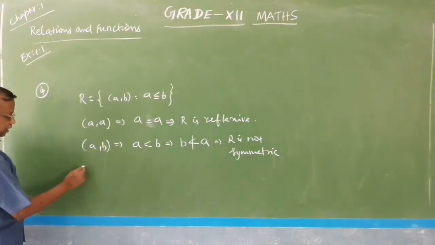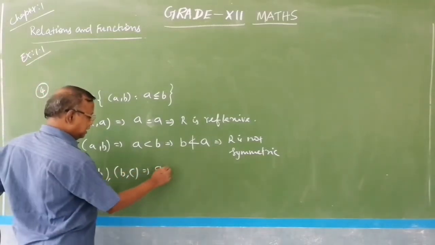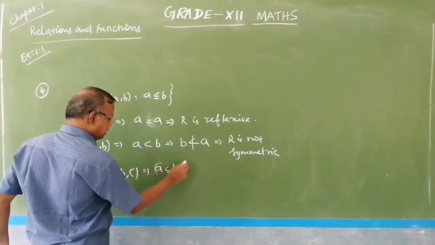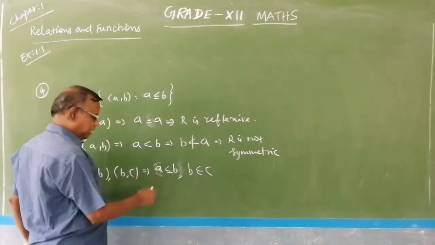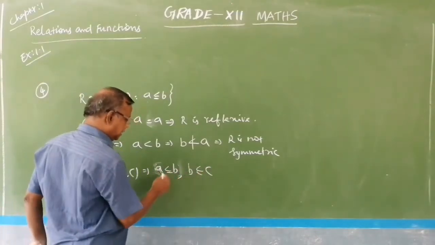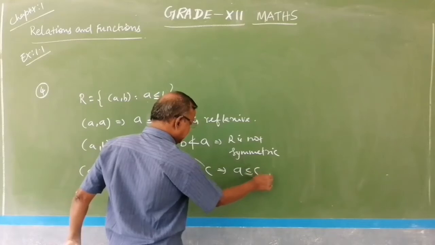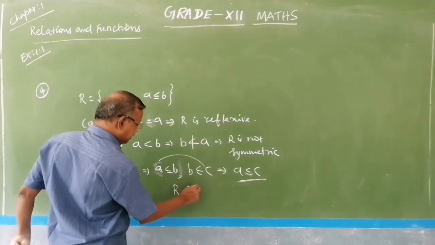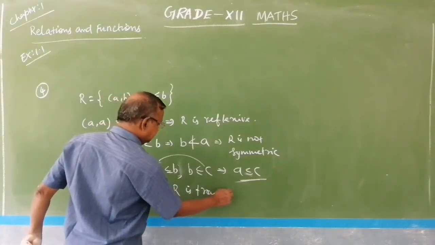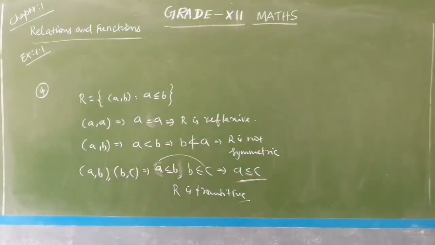Now consider (a, b) and (b, c). If a is less than or equal to b, and b is also less than or equal to c, clearly we know that a is less than or equal to c. So it obeys this property, therefore R is transitive. Hence the relation R in the set of real numbers is reflexive and transitive but not symmetric.